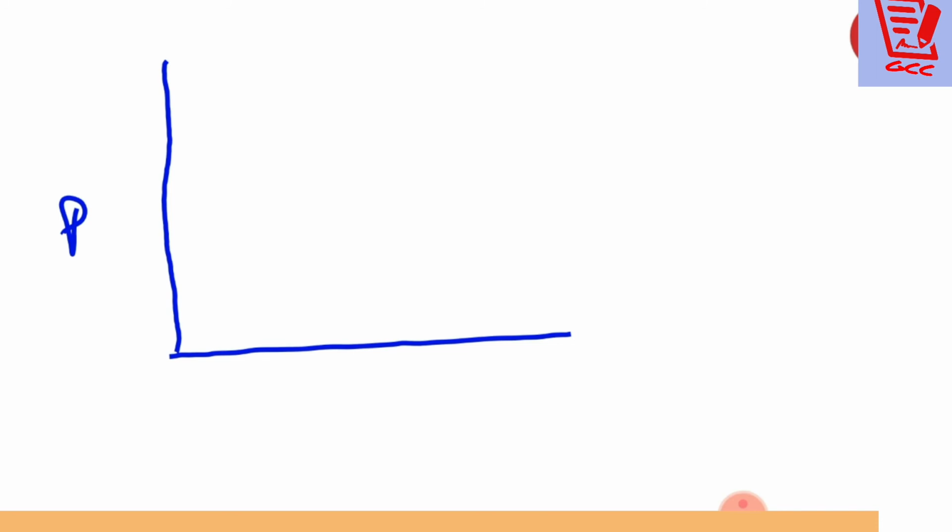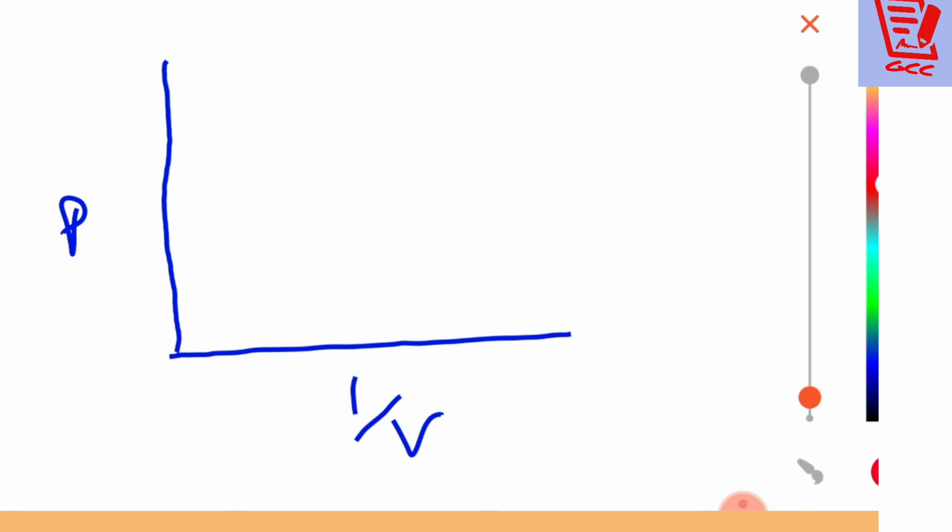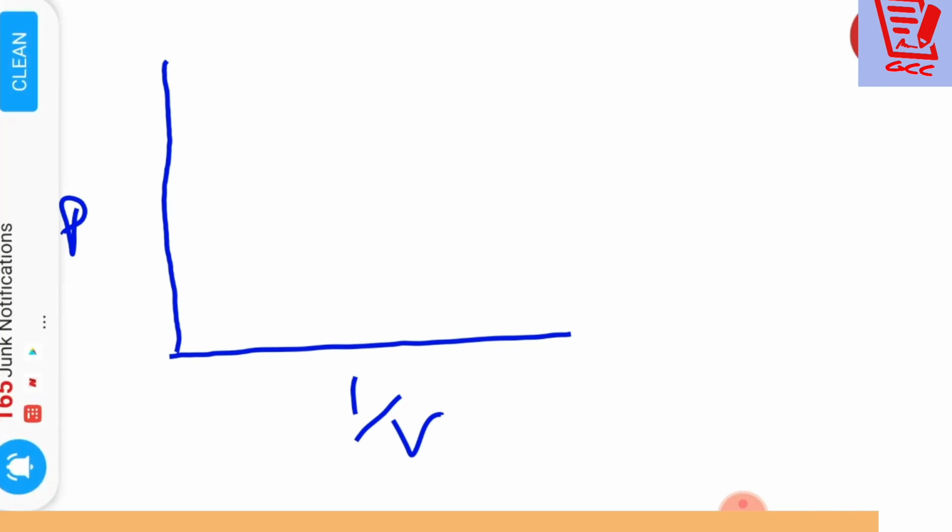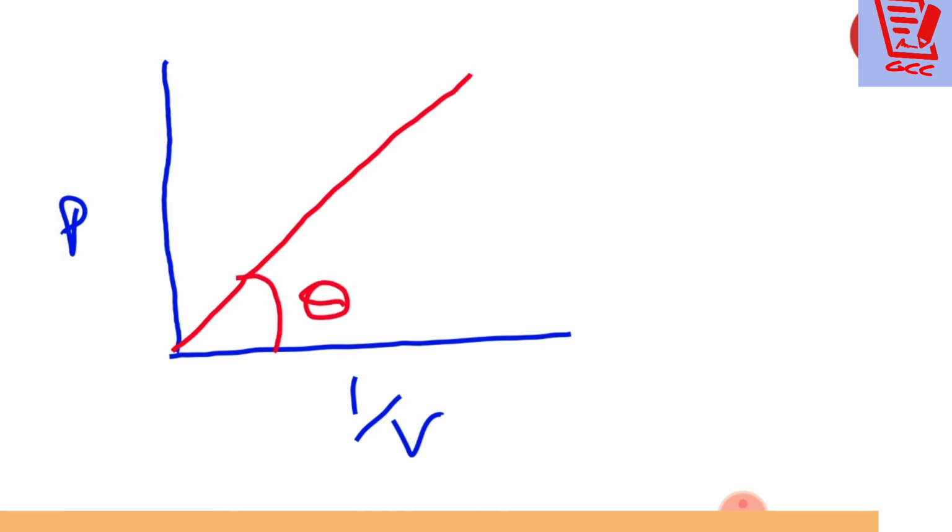Okay, then after that, you see in the previous video I have made one graph for you people. You see, that is P, this is 1 by V, and the slope is here. Slope, this is theta. We have made the graph now.